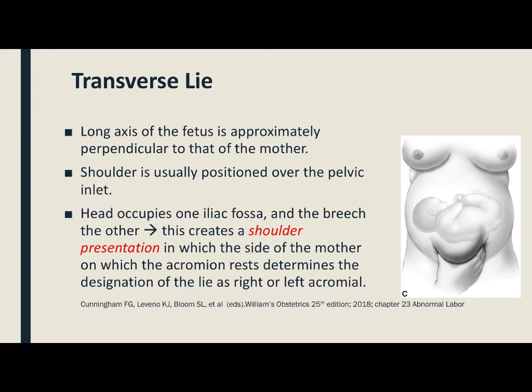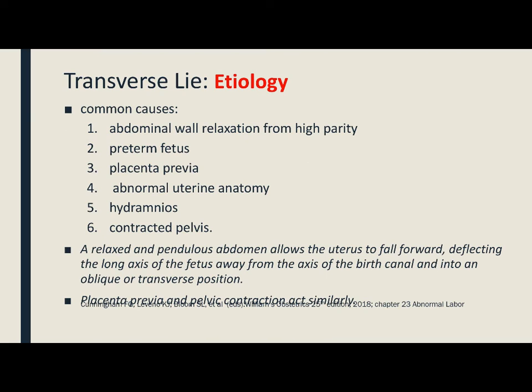And then we have transverse lie. In a transverse lie, the long axis of the fetus is perpendicular to the long axis of the mother, and the shoulder is usually positioned over the pelvic inlet. The head occupies one iliac fossa and the breech the other iliac fossa. This creates a shoulder presentation in which the side of the mother on which the acromion rests determines the designation of the lie as right or left acromion.